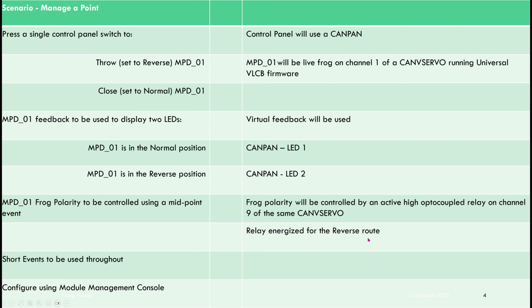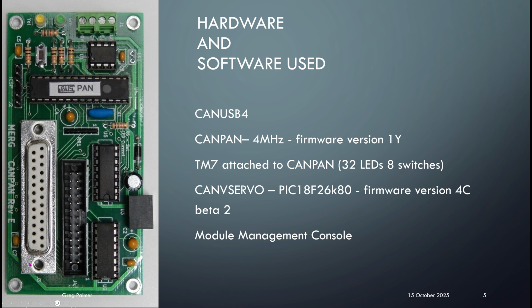Now, Sven had real relays on his, so he had an advantage in that space. We need to be clear about whether the relay is energized for the normal position or the reverse, so we're going to say it's energized for the reverse. We're going to use short events throughout, and we're going to use MMC.